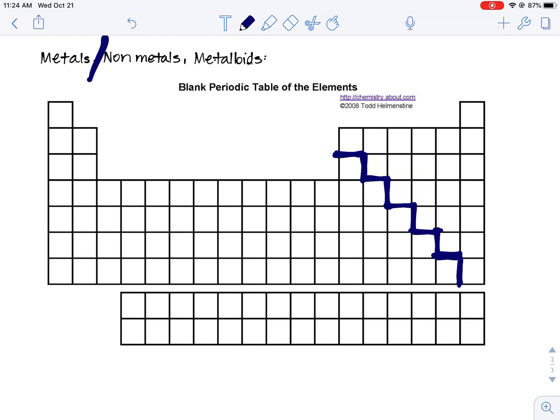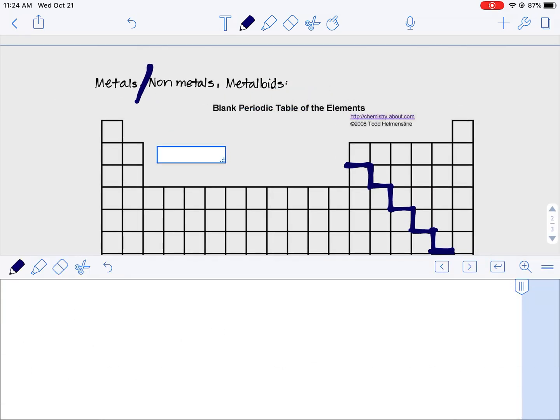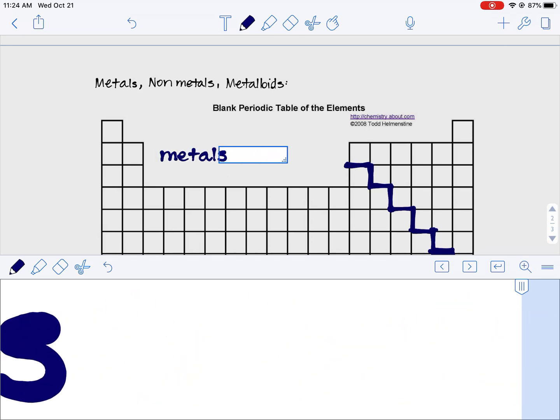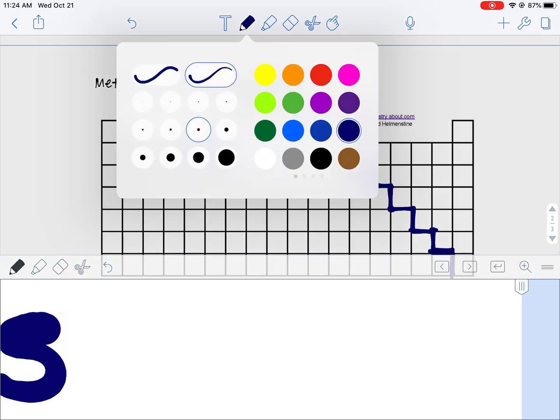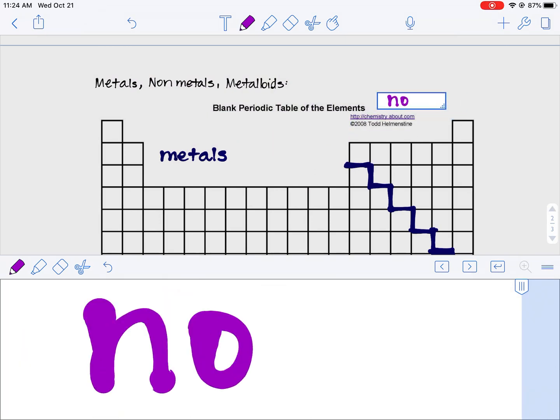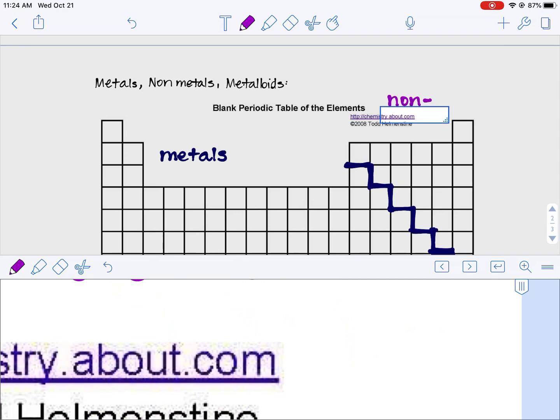Metals, when you hear that word, I hope you think nickel, copper, silver, gold, mercury. Now maybe you're adding sodium, potassium, calcium to that list. Those elements are found to the left of the staircase. Generally speaking, our metals will be found to the left of that staircase. The nonmetals will be found to the right of the staircase.